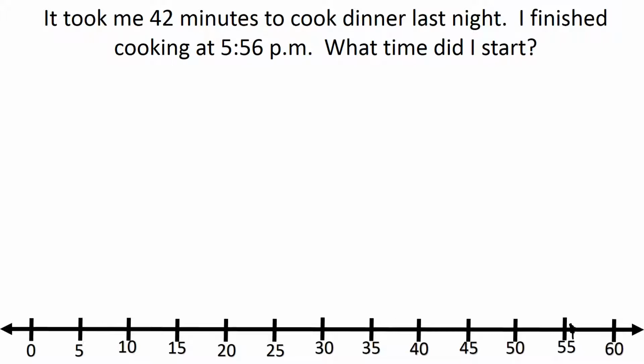So we've worked on this with number talks earlier this year. We need to go backwards. We need to subtract, and we need to subtract in an efficient way. So we've got 42. In my opinion, I would go backwards 40 and then 2 more. We're at 56. If we wanted to go backwards 40, what would that be?